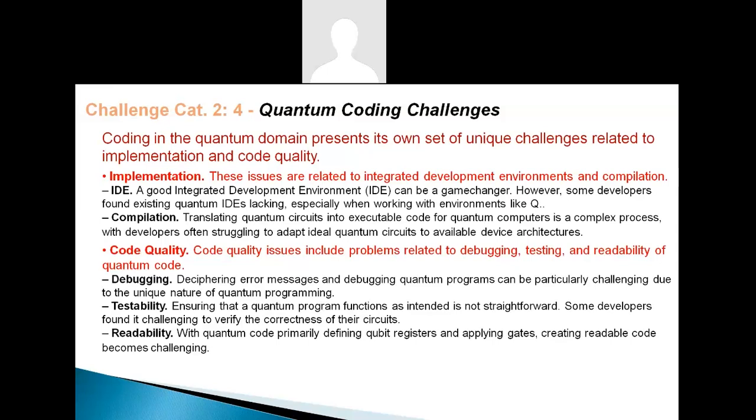Second thing is code quality issues, which include problems related to debugging, testing, readability, and maintenance also. That's why maintenance of code. Okay. So debugging, testability, and readability are ultimately a challenge, because qubits work with registers and gates that are different from the registers and gates used by a classical computer basically. That's why it creates code that may or may not be readable to general people. That's why it is a very big challenge, because code readability is a main issue to learn something.